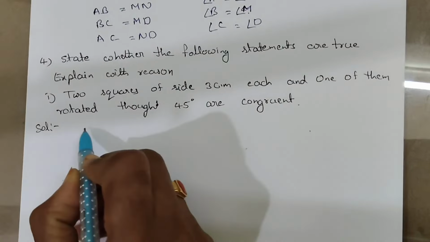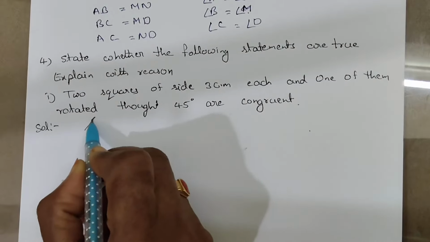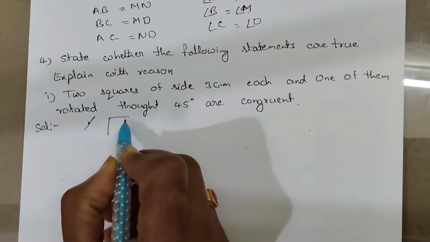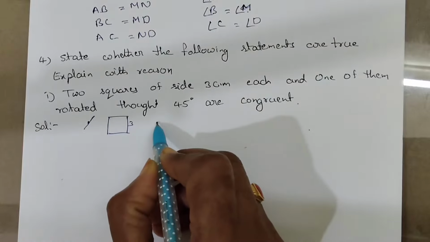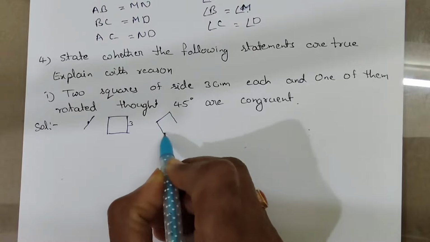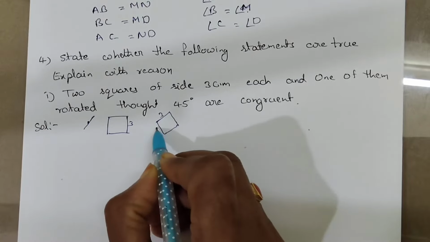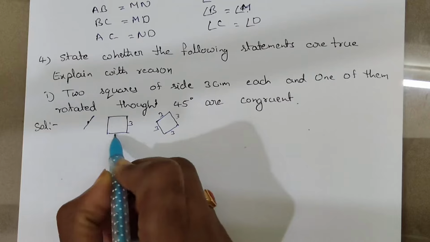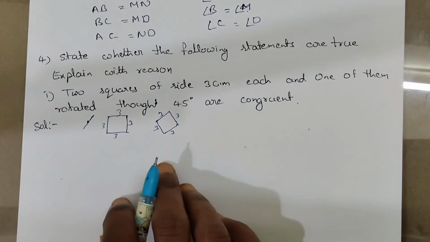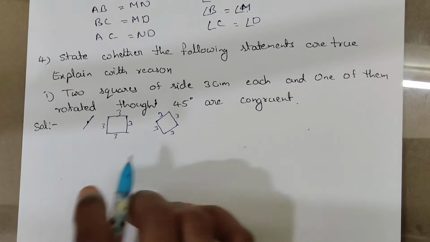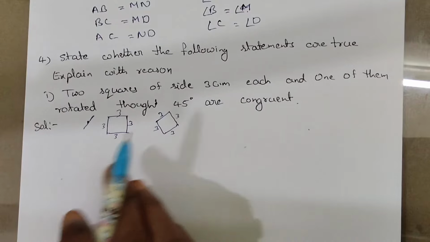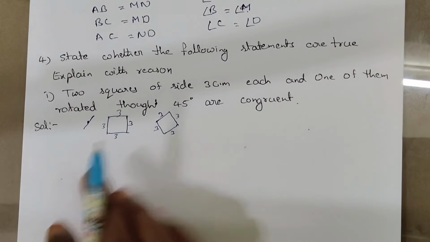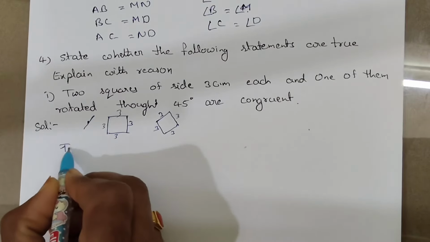Now here, first we take two squares. Here the square has sides of 3 centimeters. Now rotate 45 degrees. After rotating 45 degrees the side size is the same, 3 centimeters. Square means four sides are equal. So this is also congruent, because rotation does not change the shape and size. So that's why these two are equal. So first we write the answer: true.